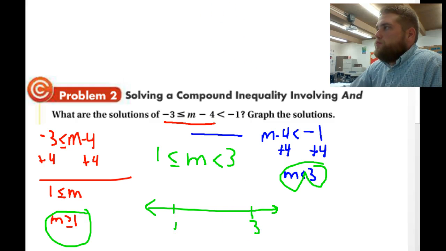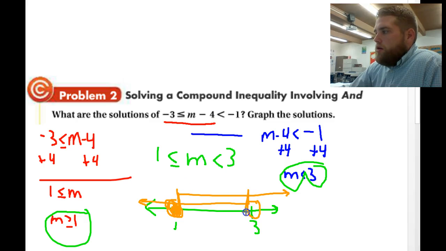So circle filled in for 1, but it's an open circle for 3. Okay, so I know m is greater than or equal to 1, so we're looking for numbers all the way this way, right? And then m is less than 3, so we're looking for all the numbers this way. So where they overlap here, this is our answer.